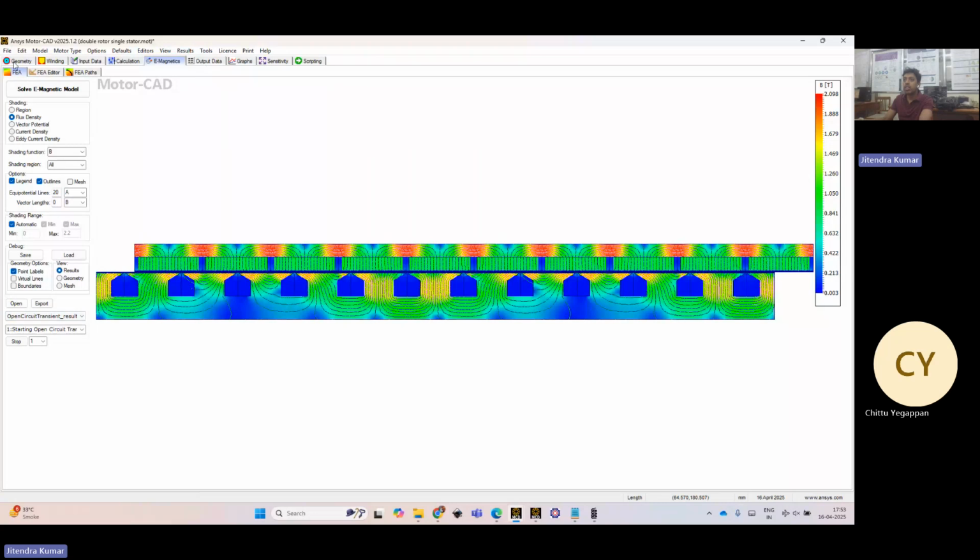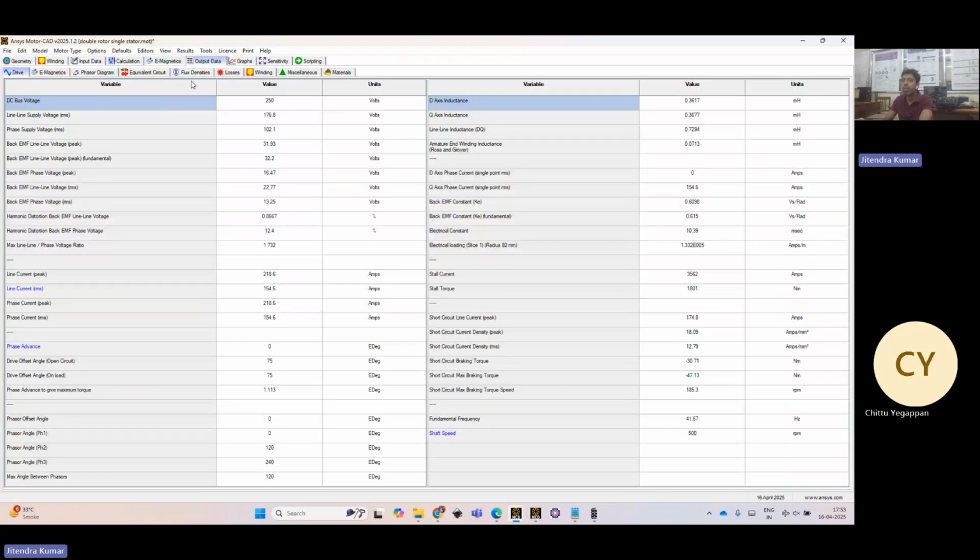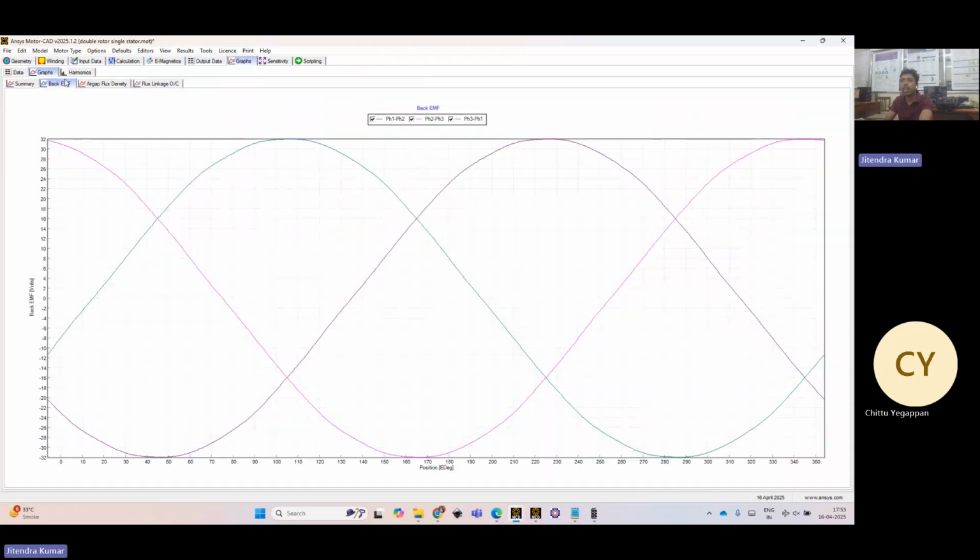So now let us see how much back EMF we have got. So here again back EMF is almost the same, right? But where we are losing is in terms of balanced forces.